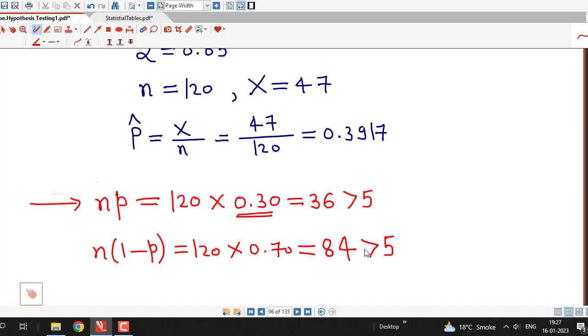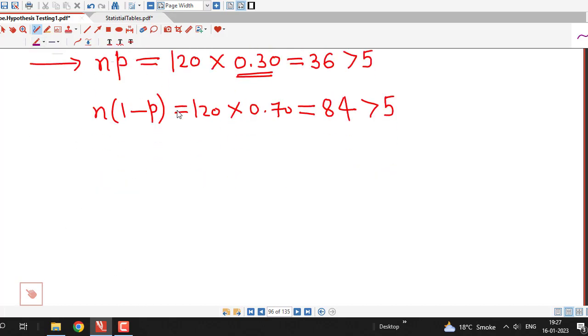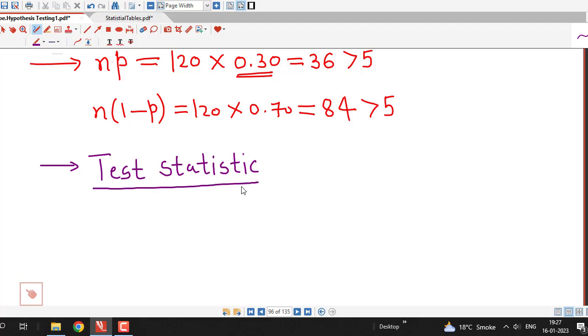This is also greater than 5. So because n times p and n times 1 minus p both are greater than 5, we can apply the test statistic which we have discussed in lecture number 15 on hypothesis testing on population proportion. So now we see what is our test statistic.